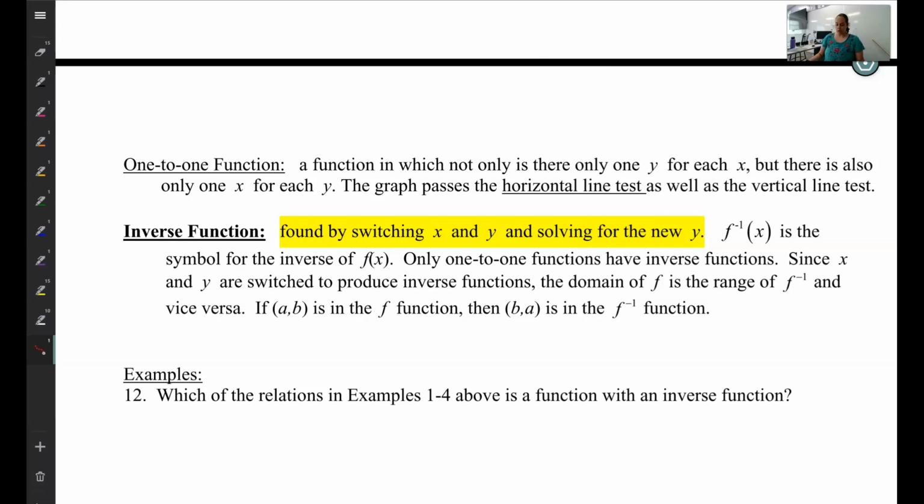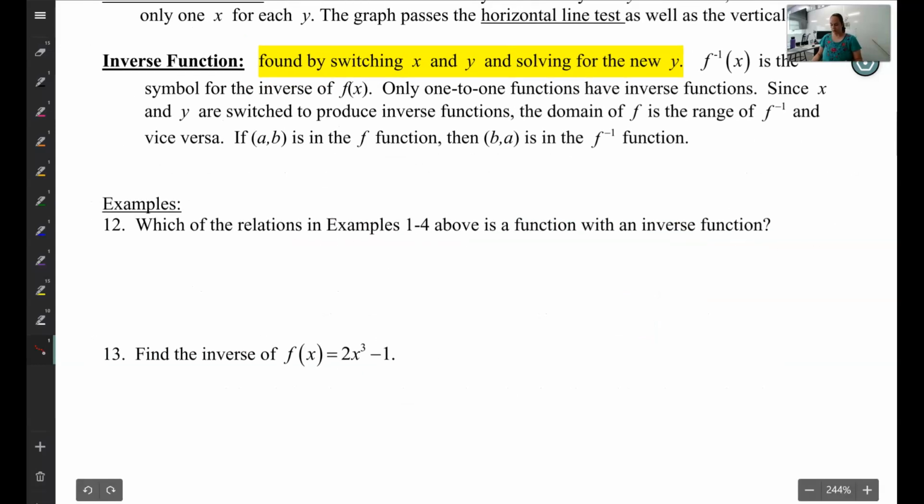Now, this also has to do with inverse functions. An inverse function is where you switch the x and the y values. The input becomes the output, and the output becomes the input. And we use this notation right here, f to the -1, to symbolize inverse.